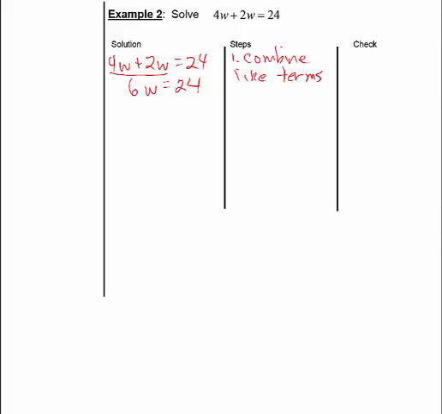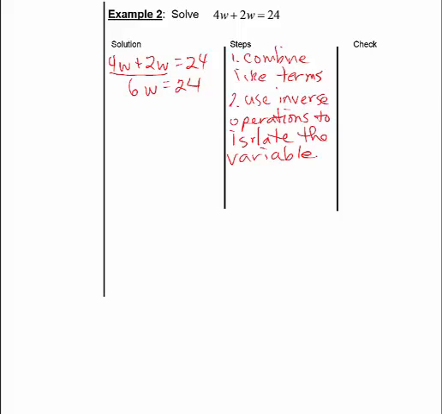Now we're going to use inverse operations to isolate the variable, to get the w by itself. And the operation we're going to use to do this is divide by 6. Since it's 6 times w, I'm going to divide by 6 on both sides of the equal sign. The 6 goes away on the left. 6 divided by 6 gives you a 1w equals 24 divided by 6, which is 4.